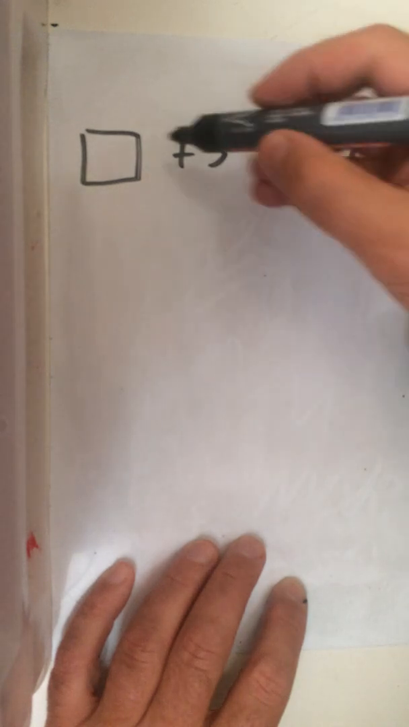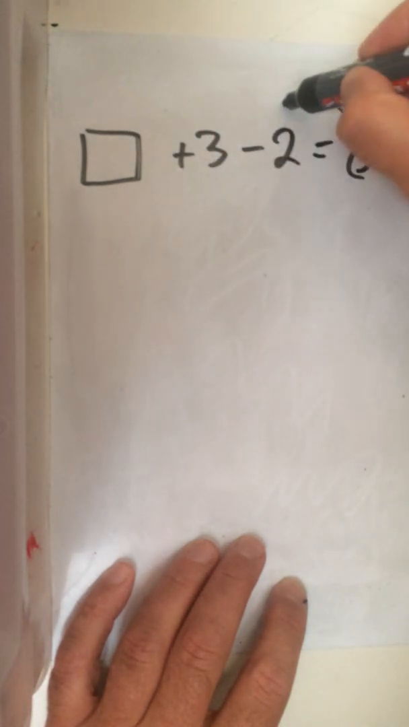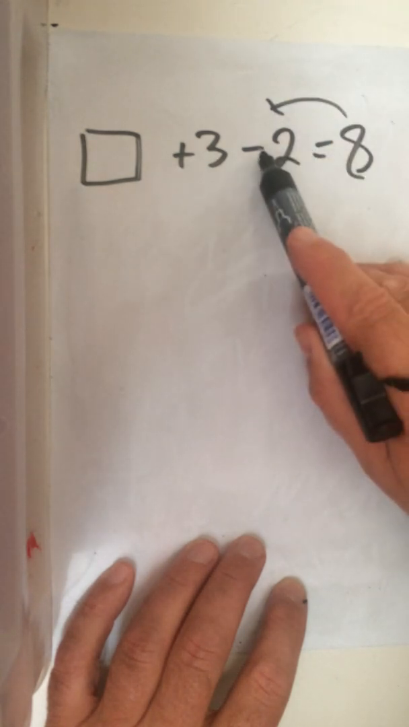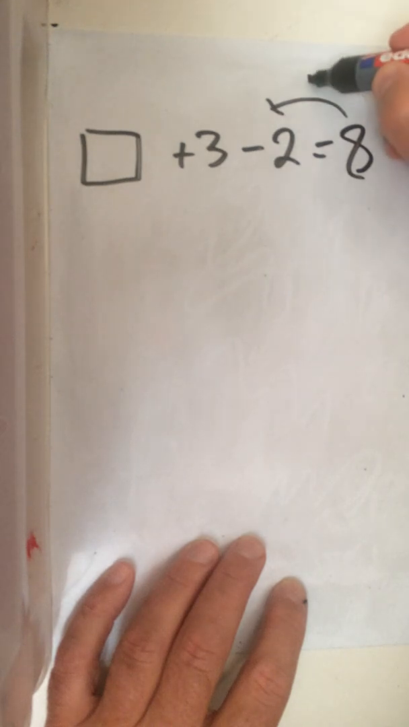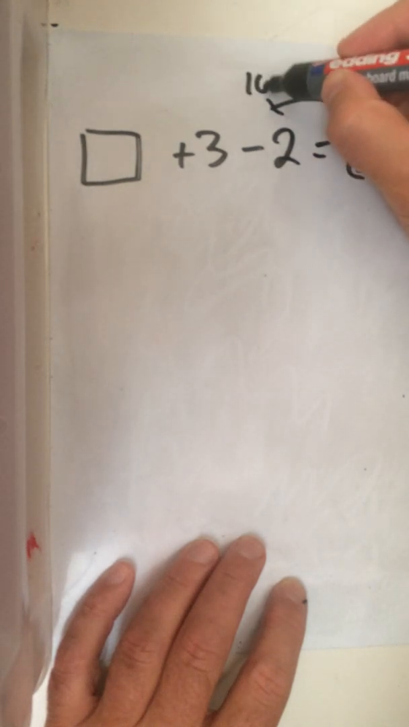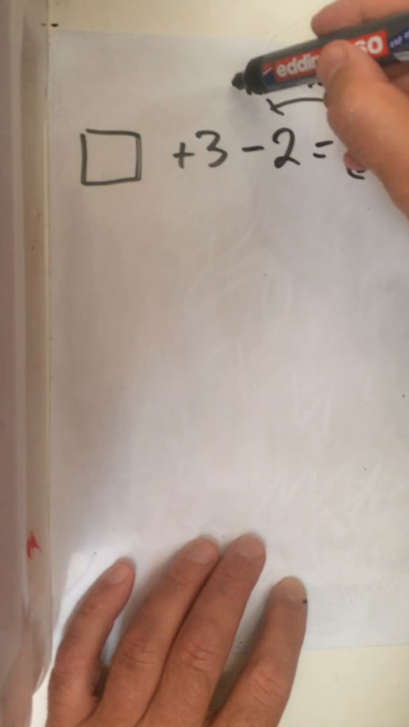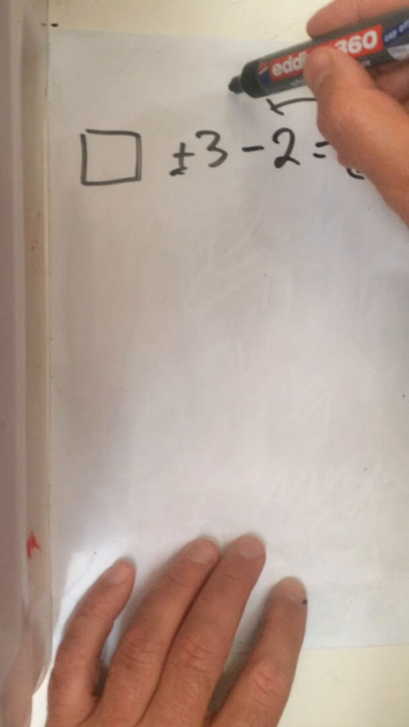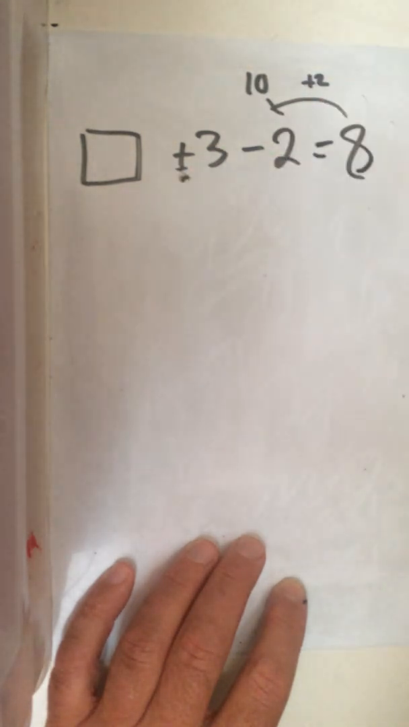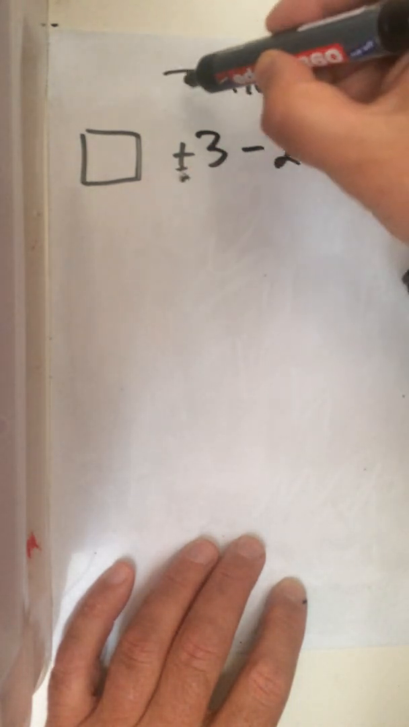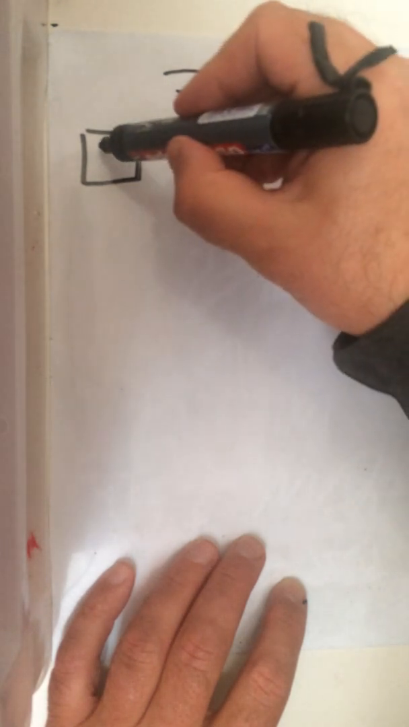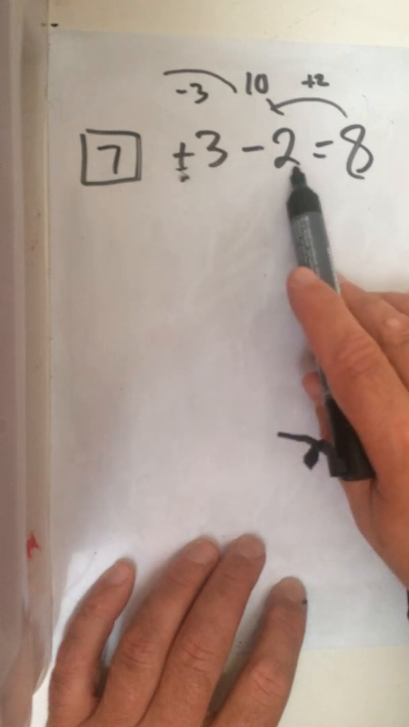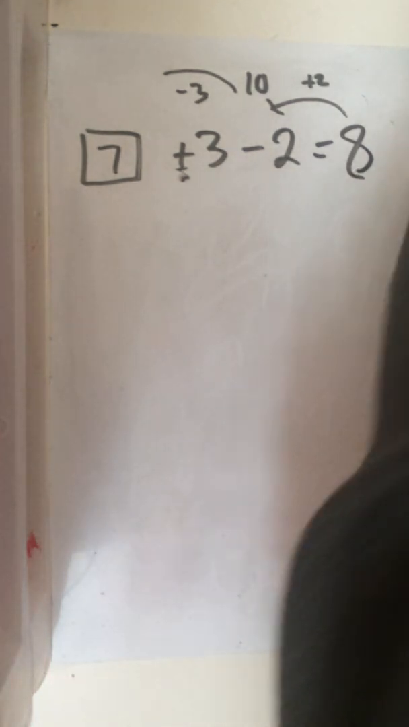Because if we go backwards in a sum, we do the opposite operation. So if I'm going to go from 8, instead of taking away 2, I'm going to add 2. And that will give me 10, okay? Then on this next part, instead of adding 3, because I'm going backwards, I'm going to do the opposite of an add, which is a subtraction. So I will take away 3, and that should give me 7. Now let me just check. 7 plus 3 is 10. Take away 2 is 8. So I can see that that has worked.